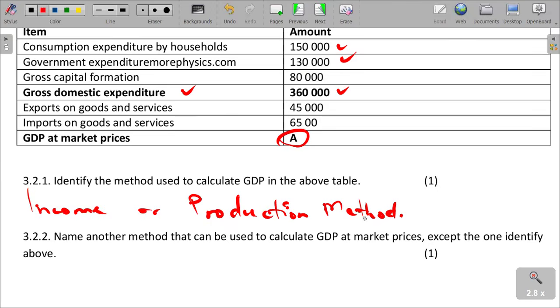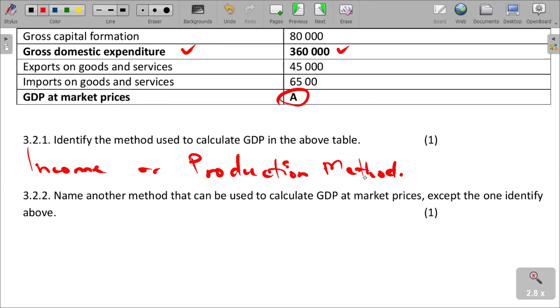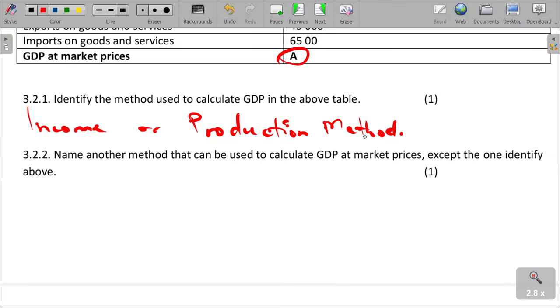So we identify the income or production method, and then name another method that can be used to calculate GDP at market prices, except the one identified above. At market prices, we talk about the production method or income method. However, we also have gross domestic product.